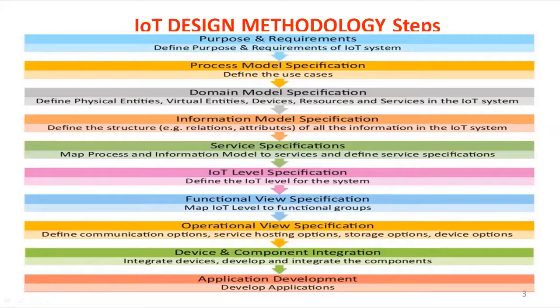That means here you define the communication, service hosting, storage, and define options represented in an operational view specification. Coming to the ninth one, here is device and component integration. In this case, you integrate the devices, deploy and integrate the different components. That means you are writing the code in the different components.